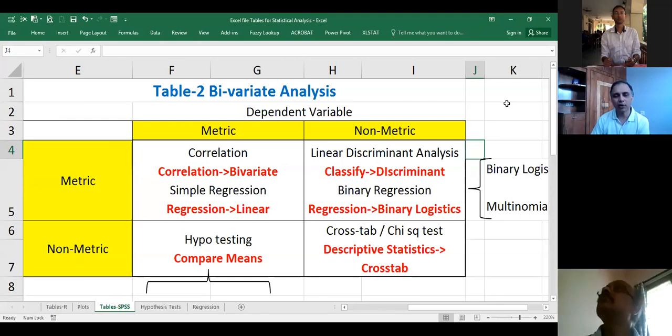The word effect doesn't matter, whether you write effect or impact or relation or association, absolutely doesn't matter. So the basic intention is you want to see the relation. Yes, it becomes a bivariate.